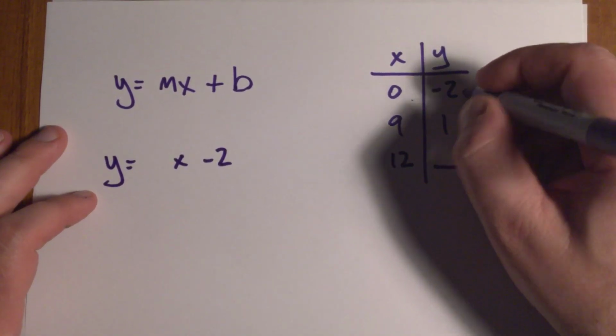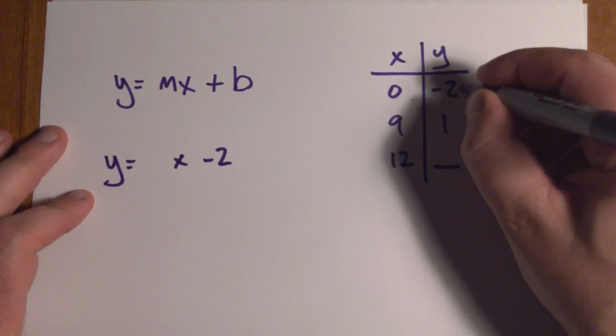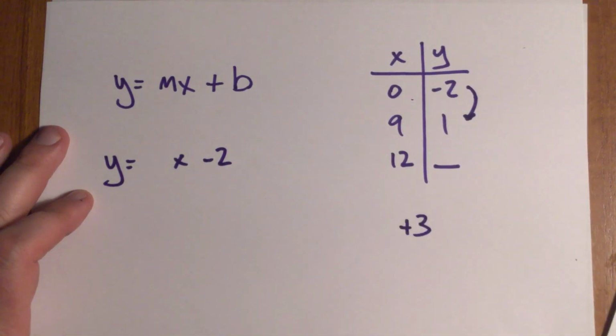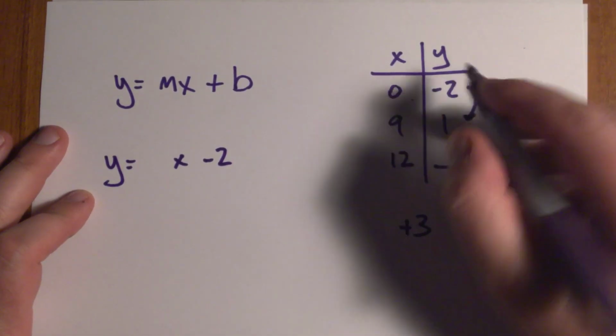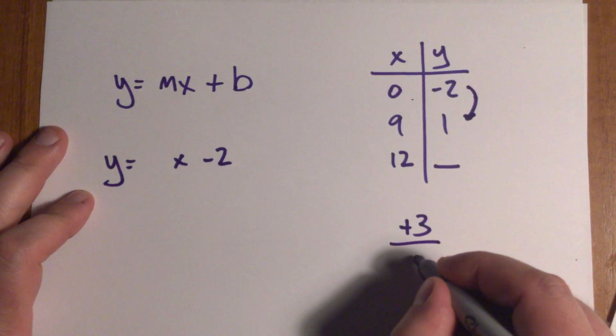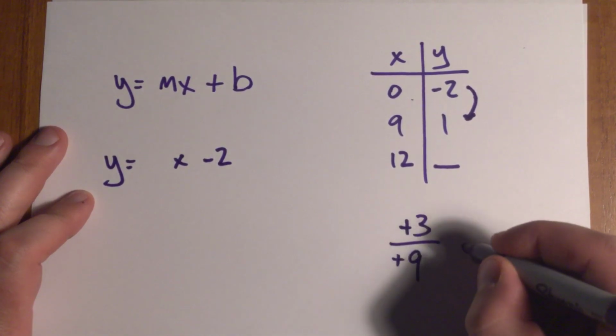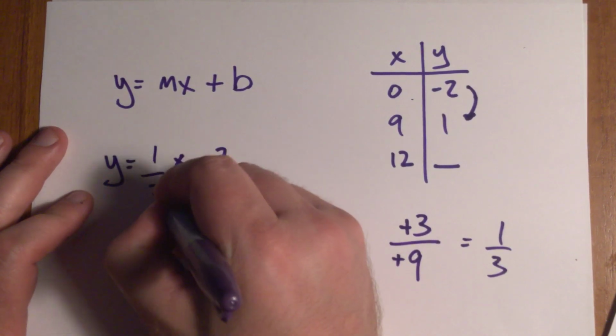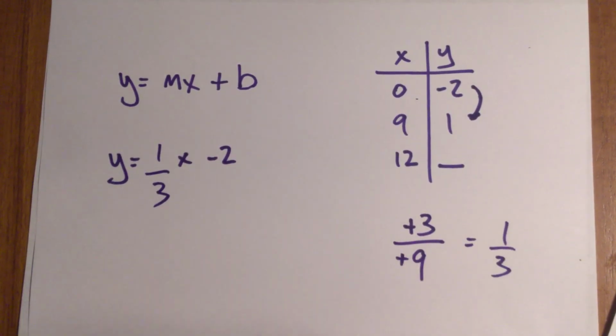Well, what's the slope? How's my y changing? From here to here, that looks like it's going up 3. That's the change in y. And from here to here, it's going up 9. If I simplify that, I get 1/3. So my equation is this: y equals 1/3 x minus 2.